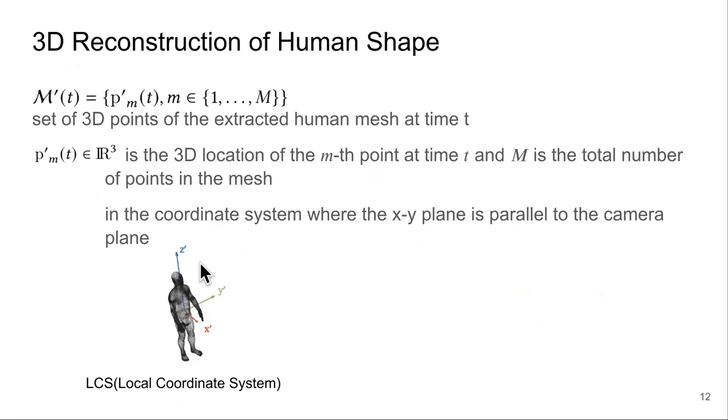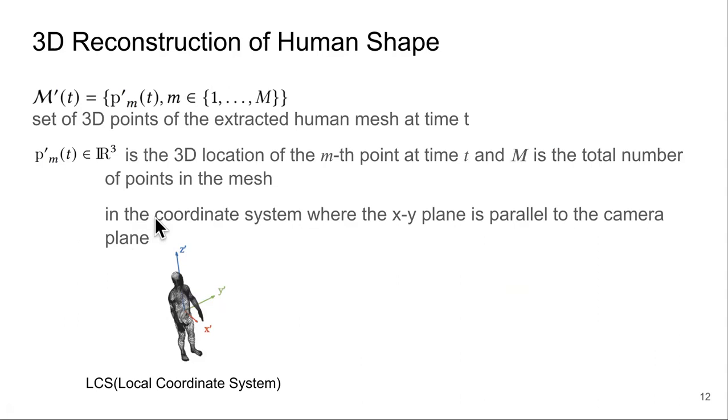Formally, the set of 3D points of the extracted human mesh at time t is defined as P'(t), where p'_m(t) is the 3D location of the m-th point at time t, and M is the number of points in the mesh. Note that these points are given in a coordinate system where the xy plane is parallel to the camera plane.